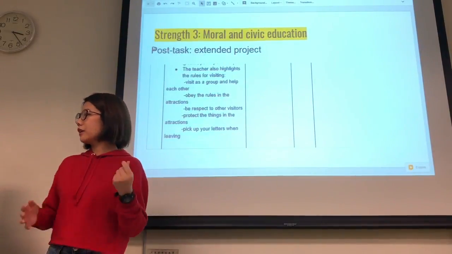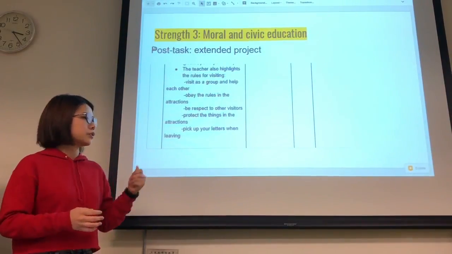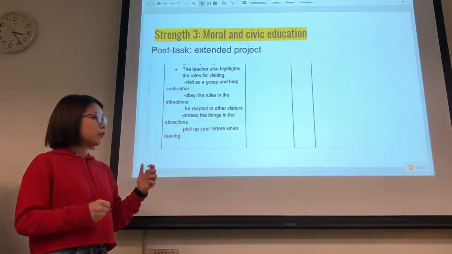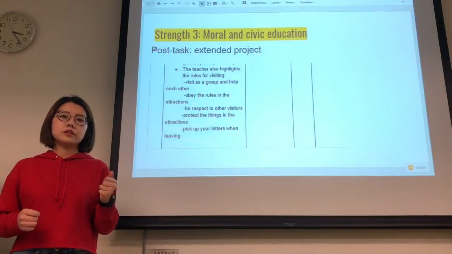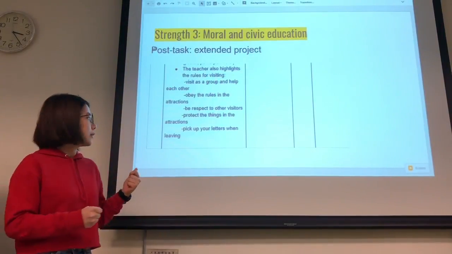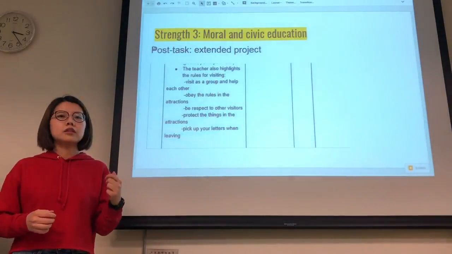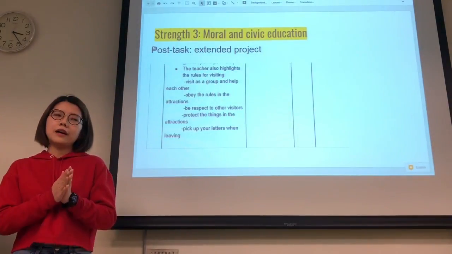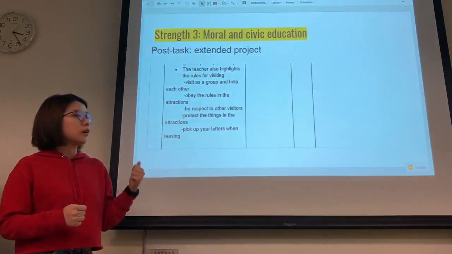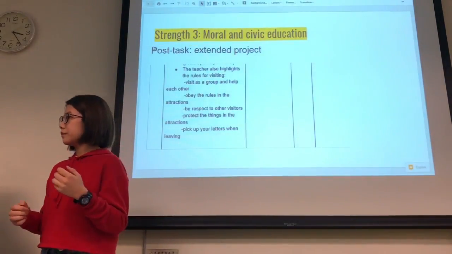And because in the presentation the students need to visit some attractions to gain information, before the students visit the attraction, the teacher tries to teach students to be kind and respectful to each other. The students also need to learn to obey the rules. So exactly, in addition to subject knowledge, the students also learn some moral and civic education.